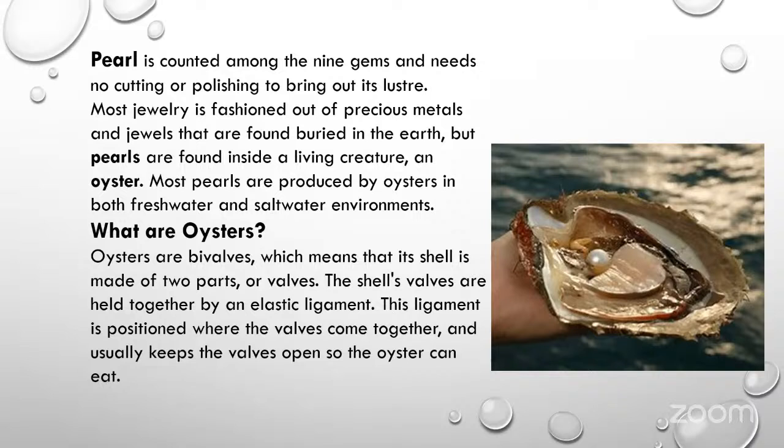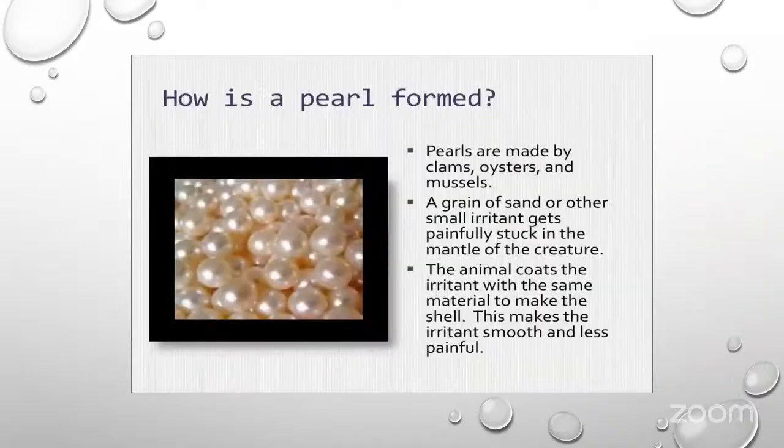And these are bivalves. There are 2 halves, so we can call them bivalves. So oysters are bivalves, which means that the shell is made of 2 parts, or we can also call them valves. Now the shell's valves are held together by an elastic ligament. This ligament is positioned where the valves come together and usually keeps the valves open so the oyster can eat. Now, how is a pearl formed?